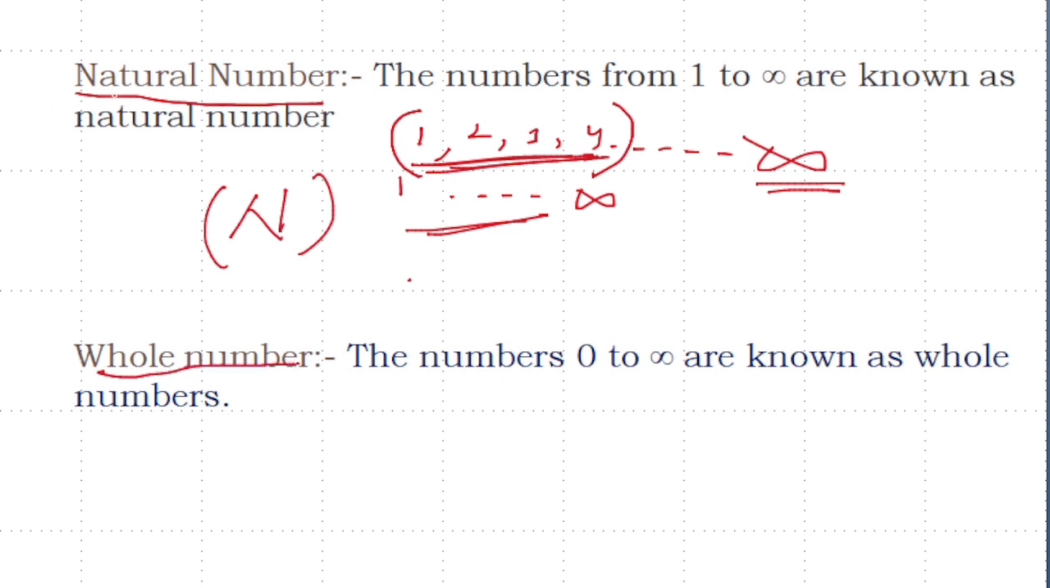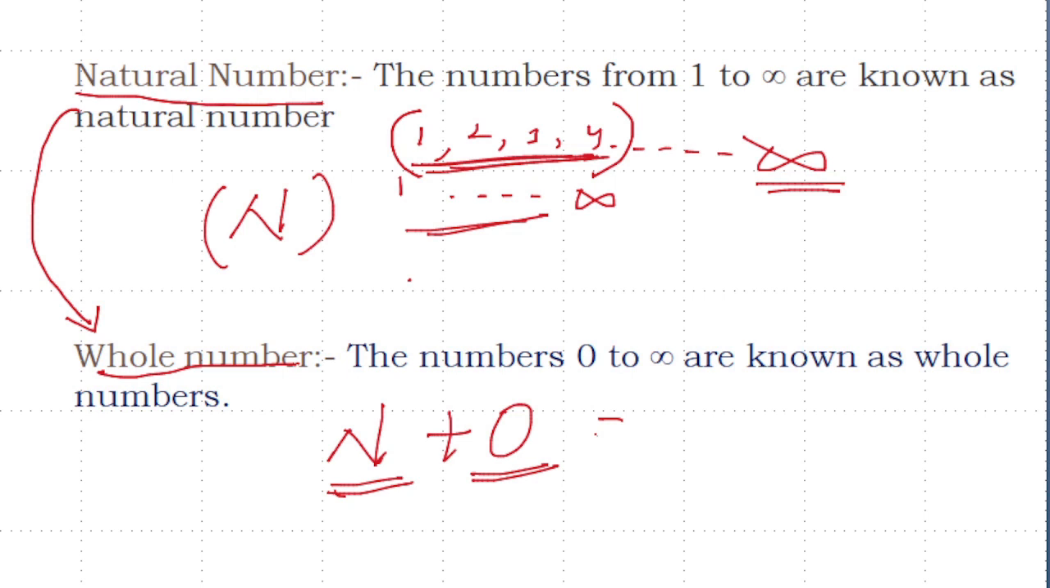Okay, when with this natural number we add 0, natural numbers when included with this 0, then it becomes the whole number. Okay, then what will the numbers be? 0, 1, 2, 3 up to infinity.